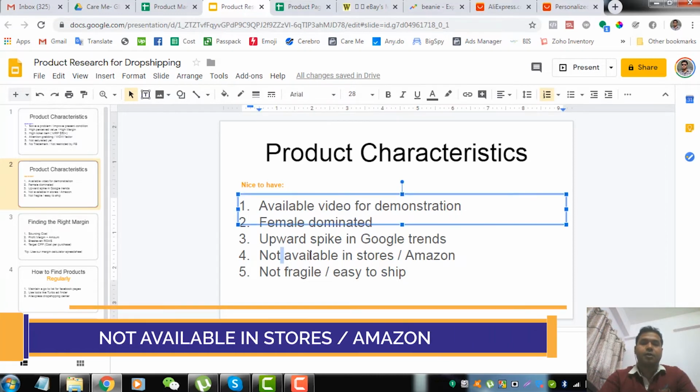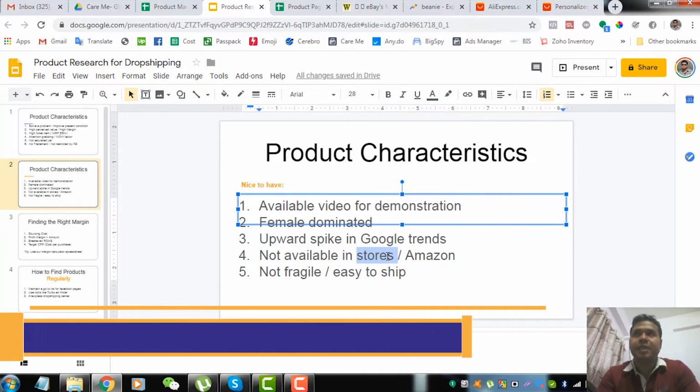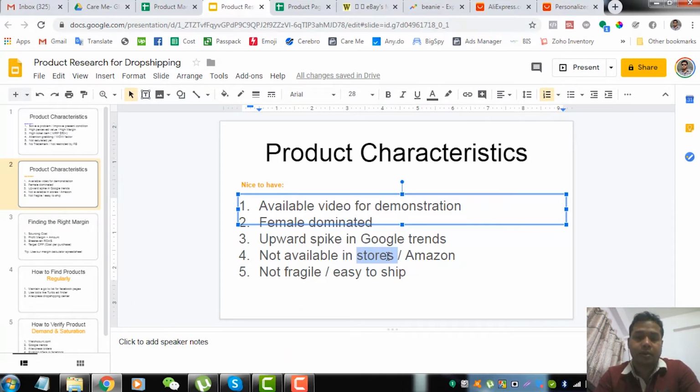Number 4, not available in stores or Amazon. That's also another important thing. This is how you will understand that a product is not available, because every single item we see is available on Amazon. But when you go to Amazon, do a search for your product and see the number of reviews of the existing items. If you see that the number of reviews is very low, or there are no reviews, that's a good sign that the market is not explored yet, and it's an untapped market.